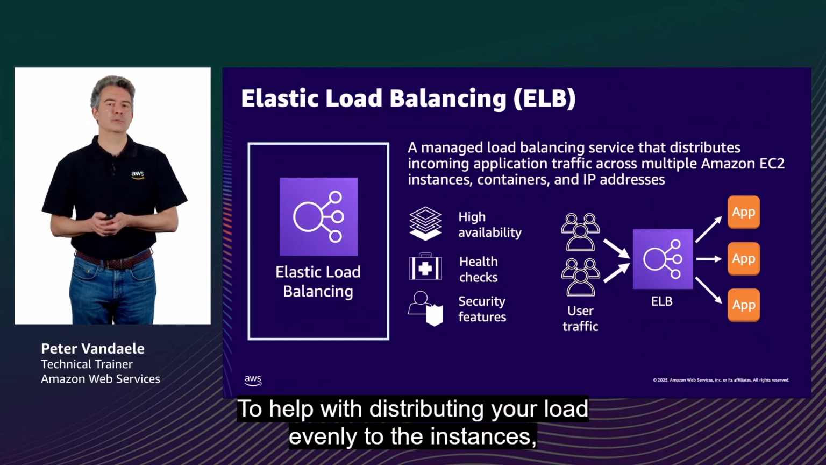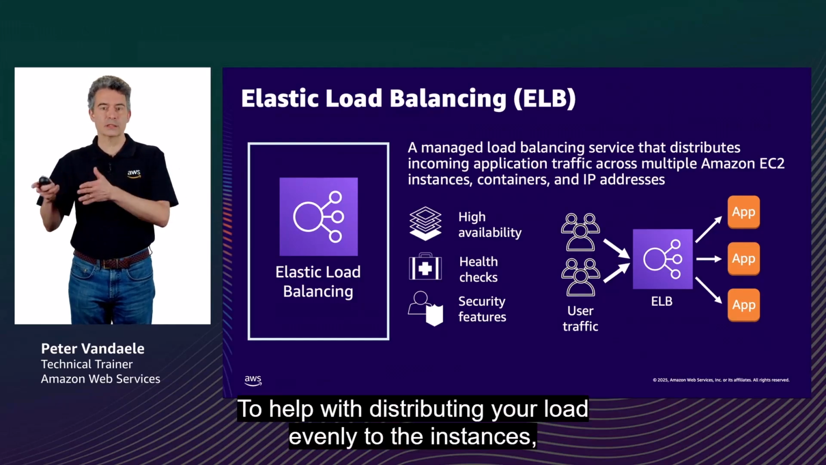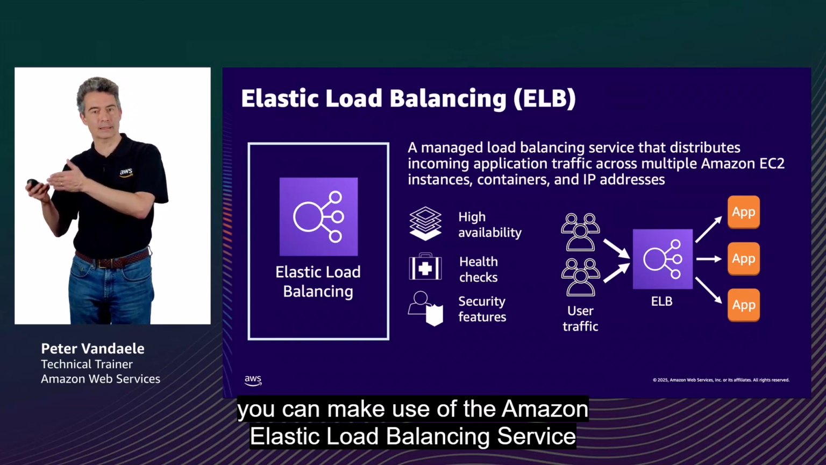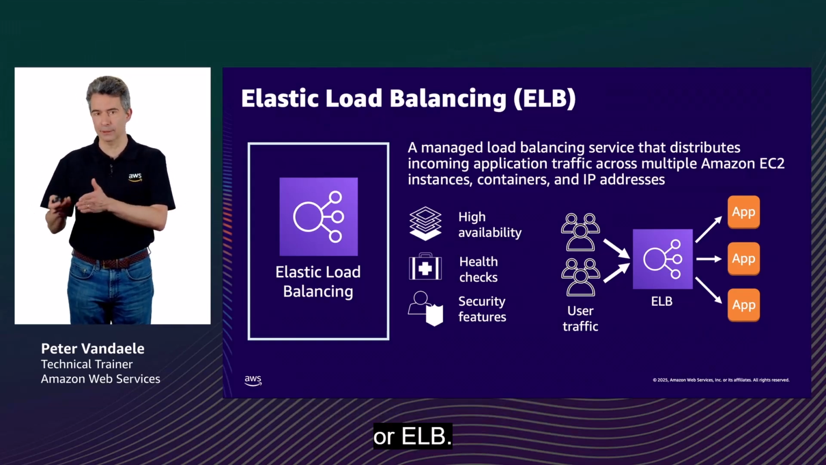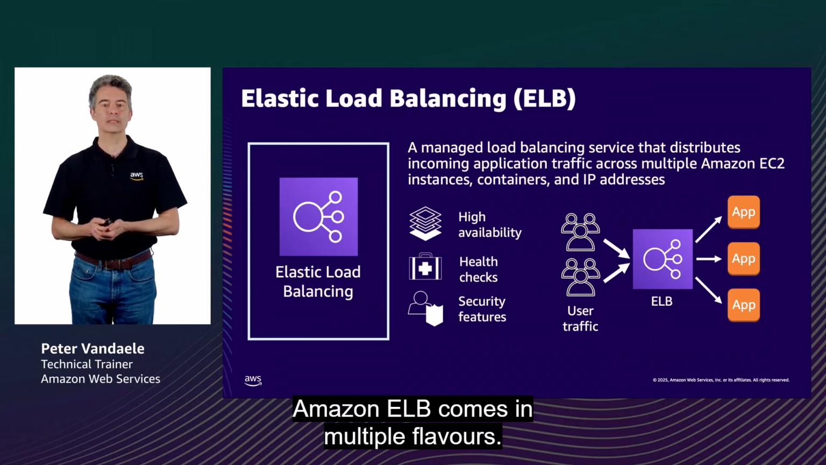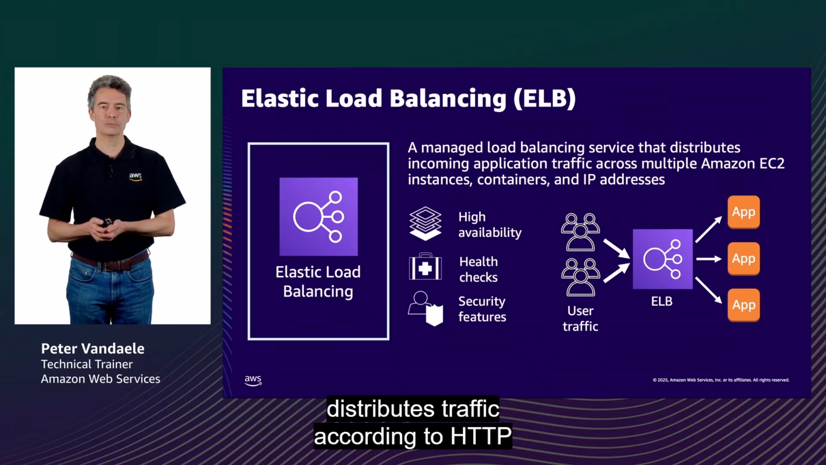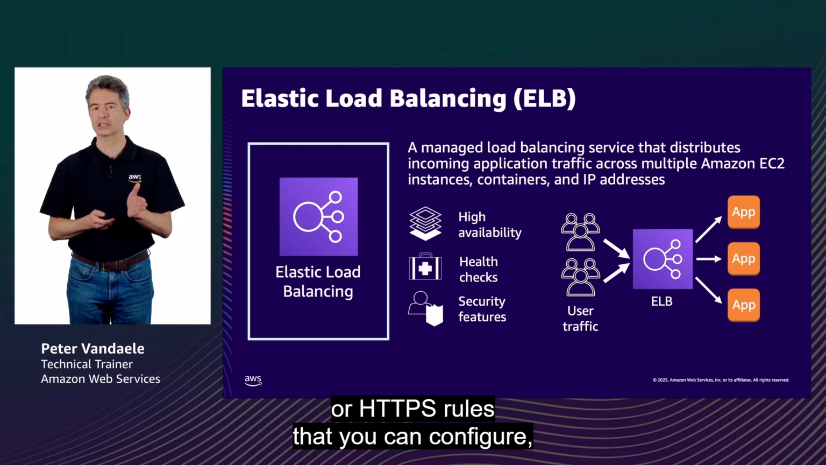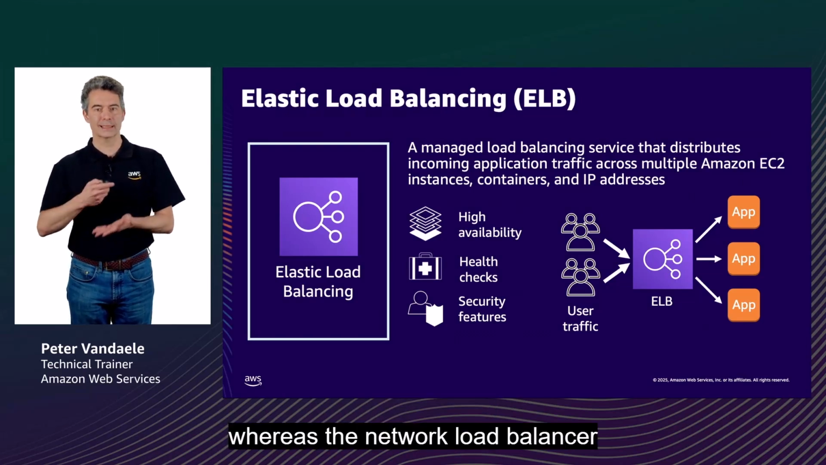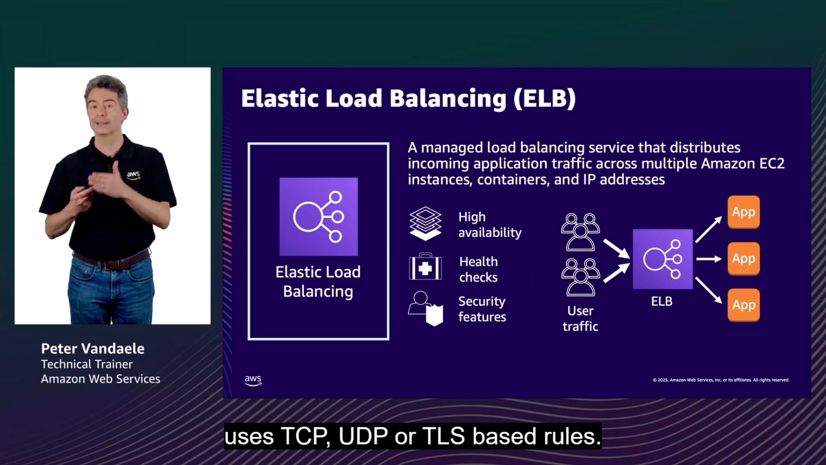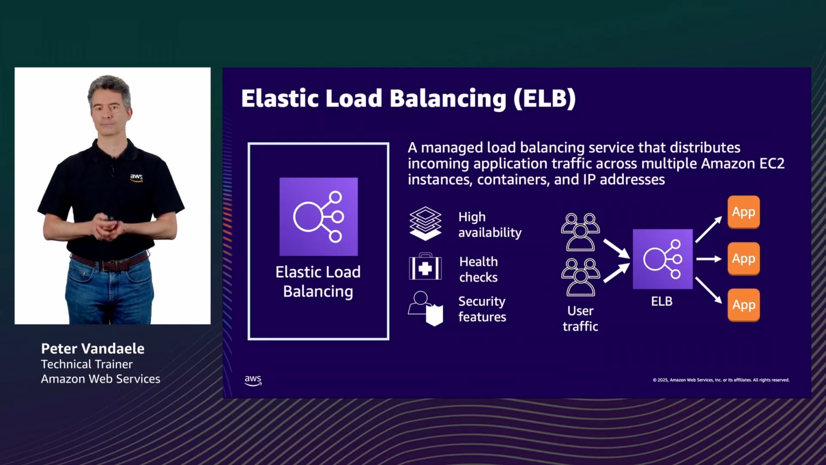To help with distributing your load evenly to the instances, you can make use of the Amazon Elastic Load Balancing Service, or ELB. Amazon ELB comes in multiple flavors. The application load balancer distributes traffic according to HTTP or HTTPS rules that you can configure, whereas the network load balancer uses TCP, UDP, or TLS-based rules.